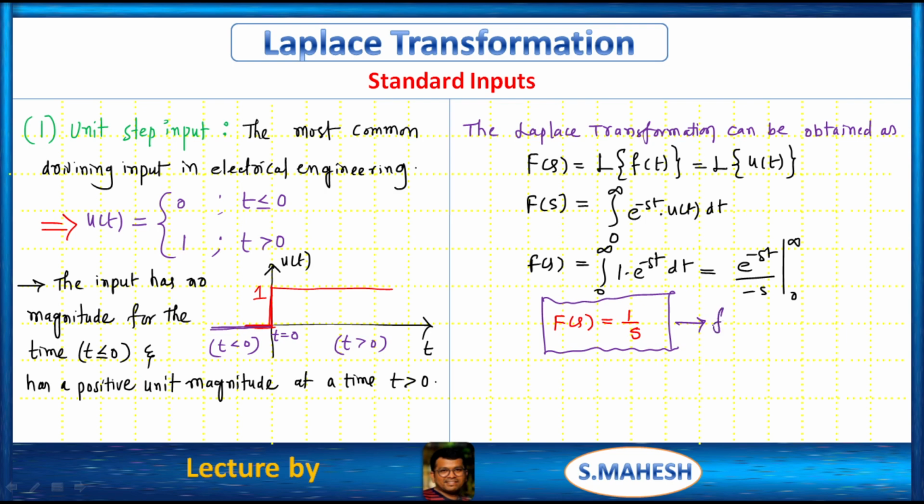For unity step input, similarly, u of t is equal to a. Therefore, what about Laplace transformation of a? It is a by s. That's it, right? This is about the concept of unit step input.